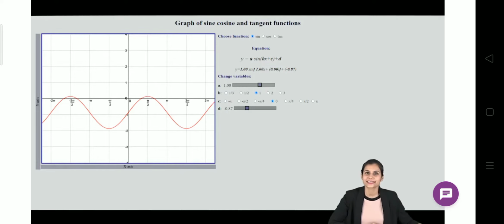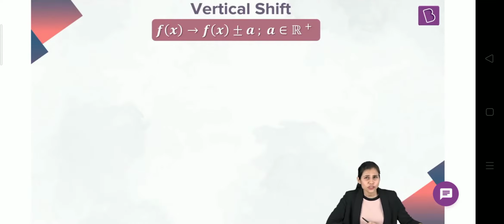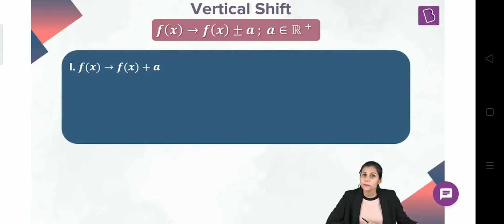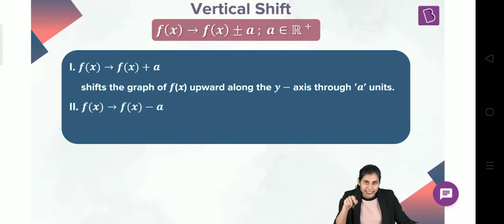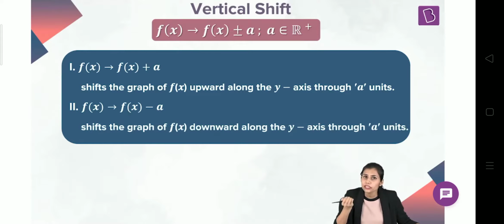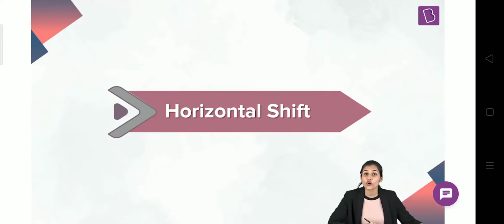And that's how adding or subtracting a positive constant a to sine x results in the vertical shift of the graph of sine x. In fact, this is not just valid for sine x, this is actually valid for any function f. Adding or subtracting a positive constant a to f results in the vertical shift of the graph of f. If you are adding a positive constant a to f, that is equivalent to shifting the graph of f along the y-axis in the upward direction by a units. And if you are subtracting a positive constant a from f, it is equivalent to shifting the graph of f along the y-axis in the downward direction by a units. Got it?